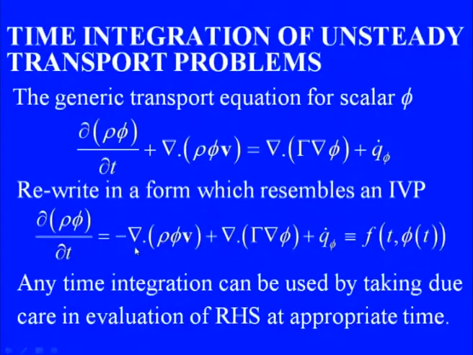So now we can use any time integration scheme which we have learnt in the previous two lectures for integration of an initial value problem for this generic transport equation. We have to be careful about how we evaluate this f(t, phi(t)), because it involves these divergence terms. So they have to be evaluated at the appropriate time step, and these derivatives ought to be replaced by corresponding finite difference approximations.